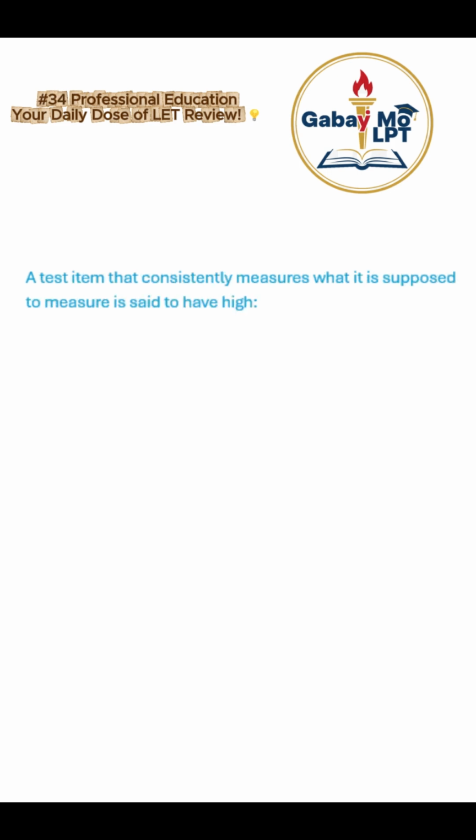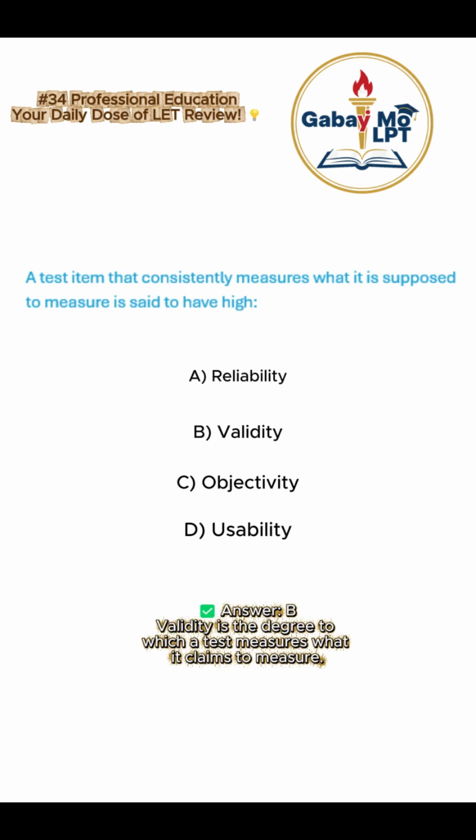A test item that consistently measures what it is supposed to measure is said to have: A. High reliability. B. Validity. C. Objectivity. D. Usability. Answer: B. Validity is the degree to which a test measures what it claims to measure.